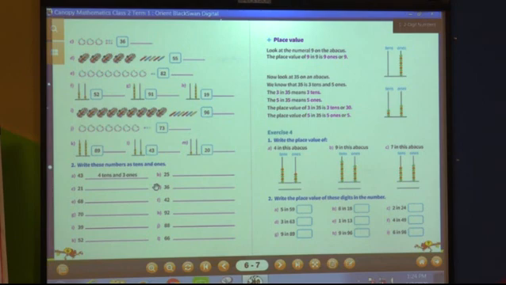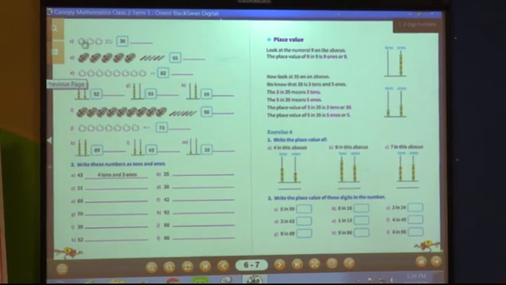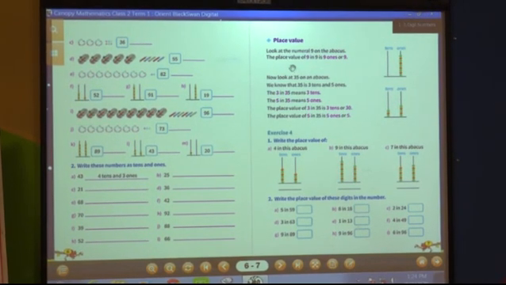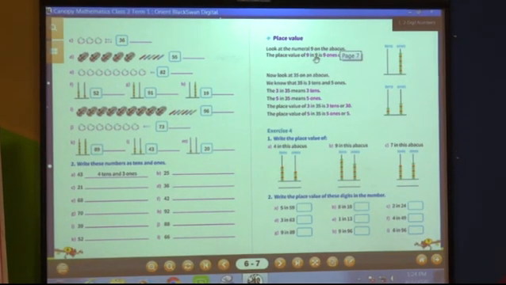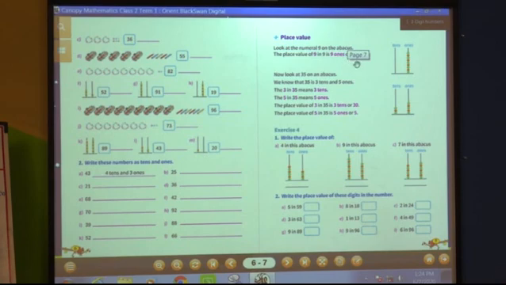Now we shall start the next topic, that is place value. Now see here, in this place value, what we will do? Look at the numerals on the abacus. What is this place value? You are going to look at the numbers on the abacus. The place value of 9 in 9 is 9 ones.